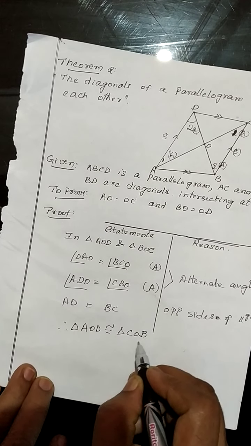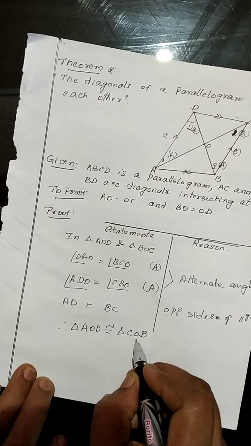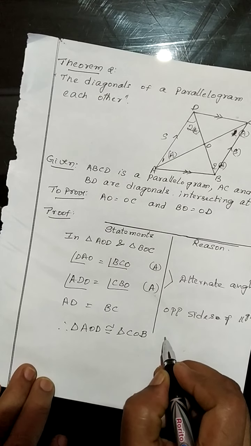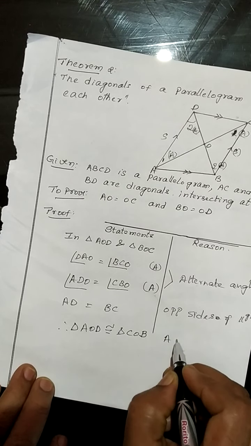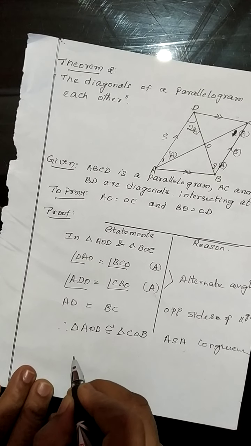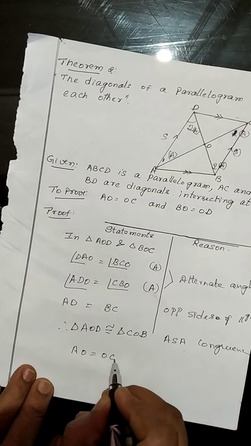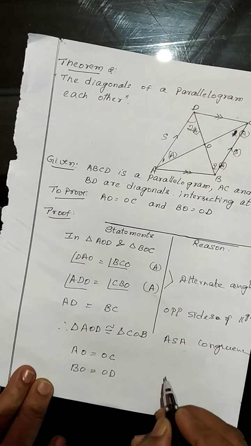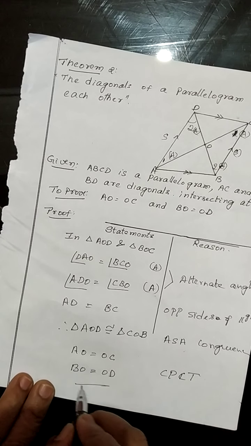Why have I mentioned COB? A corresponds to C, O corresponds to O, and D corresponds to B. So this we have proved because of ASA congruency rule. So what we had to prove is AO equal to OC and BO equal to OD. These two are CPCT. So we have proved.